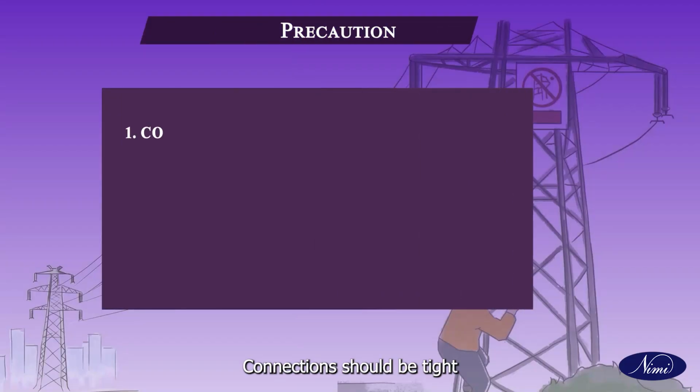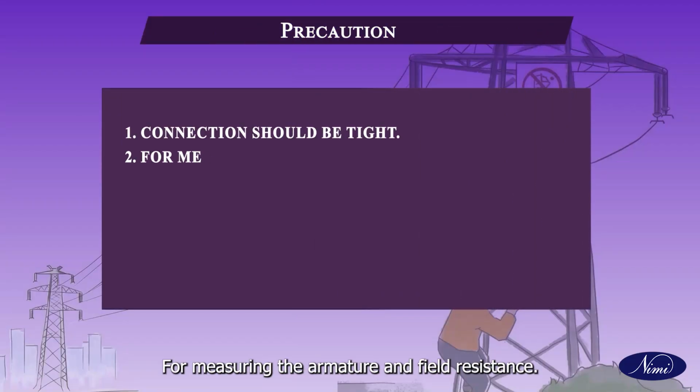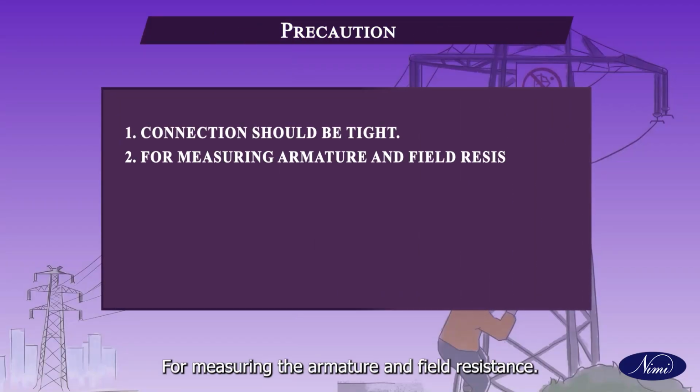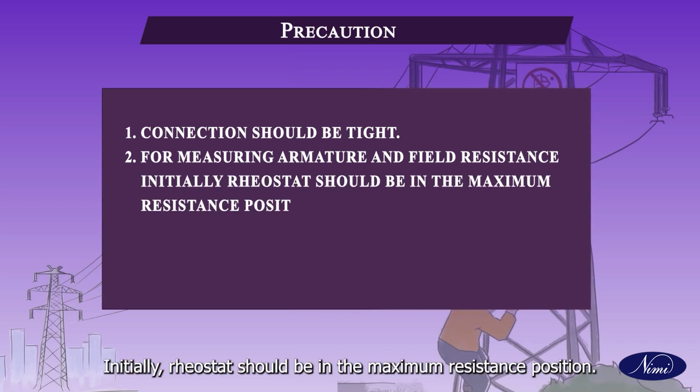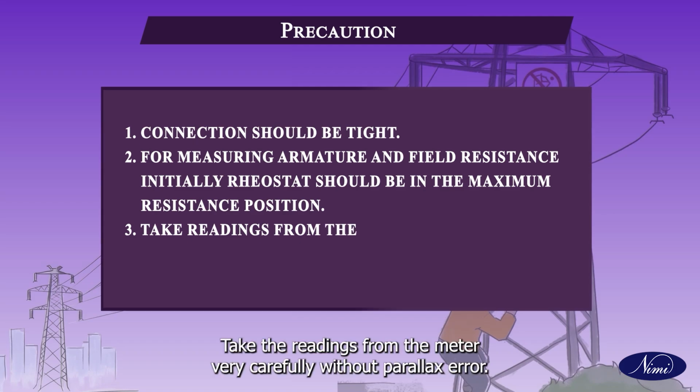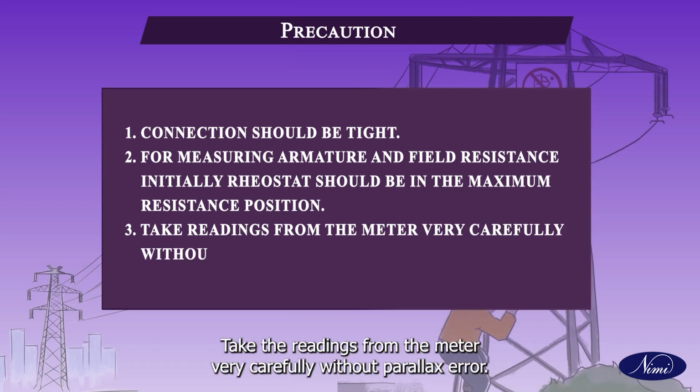Precautions. Connection should be tight. For measuring the armature and field resistance, initially rheostat should be in the maximum resistance position. Take the readings from the meter very carefully without parallax error.